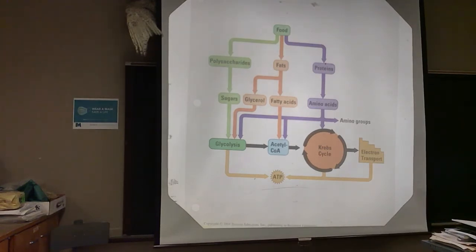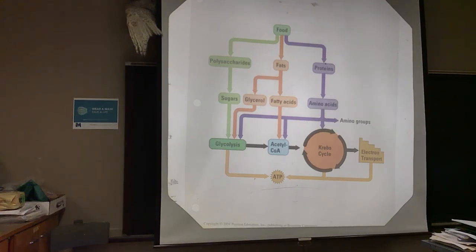If you have starches, you can break those down to sugars. That feeds in, well, it depends on the sugar really. Some sugars actually get processed into these molecules. But anyway, it goes into glycolysis. Fats are broken down into glycerol, which can be broken down into this. Fatty acids can be put right into the middle part by breaking them apart into small 2 or 3 carbon molecules. Proteins, you break them down to amino acids.